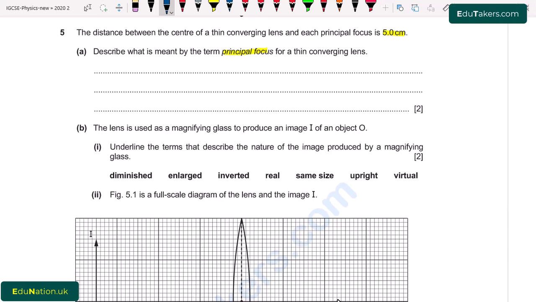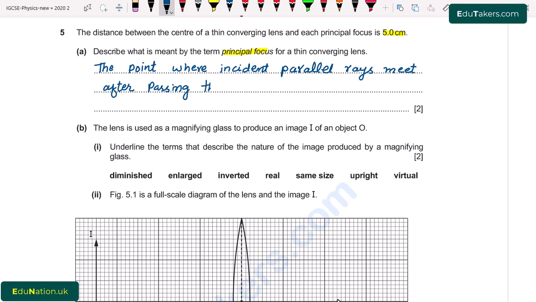So I write here: the point where incident parallel rays meet after passing through the lens on the principal axis.